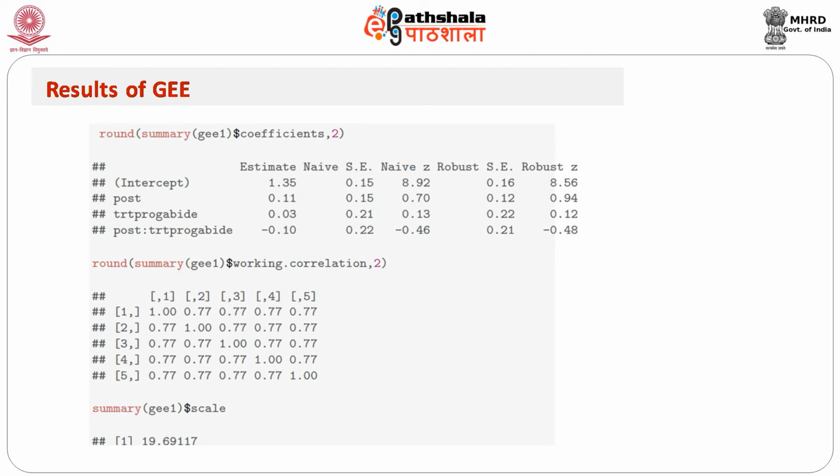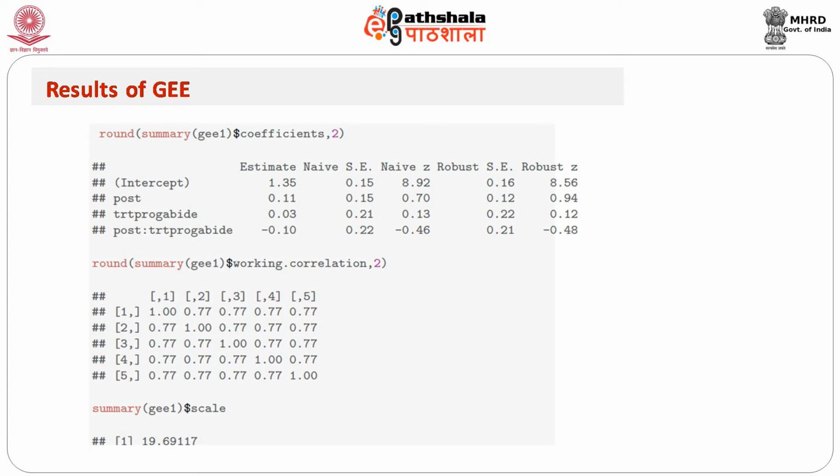Here, one can use summary GEE1 to get the idea, but I am using components of the summary GEE1, because summary GEE1 would give us so much information that it doesn't fit in one slide. So, just to see the coefficients, round summary GEE1 dollar coefficients comma 2. That means we are rounding off the coefficients to 2 decimal places, and we get the estimates 1.35, 0.11, 0.03 and minus 0.1.